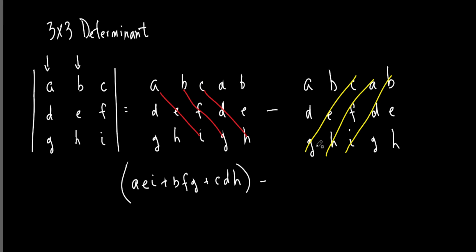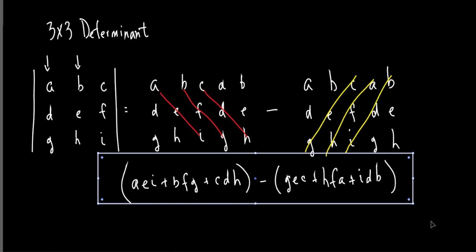And let's do this. What's this going to be? G, E, C. So G, E, C plus H, F, A, plus, and then I, D, B. And that right there is how you figure out the determinant of a 3x3 matrix. I mean, it's a few little steps, but you do them a few times, you'll get really used to it. It's really not that difficult. It's definitely more involved than the 2x2.